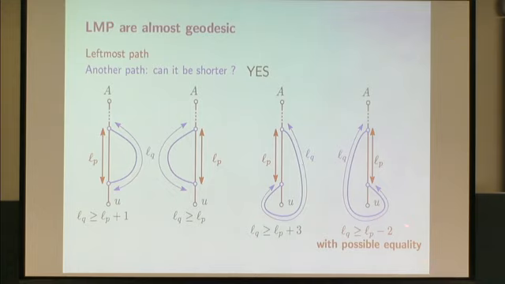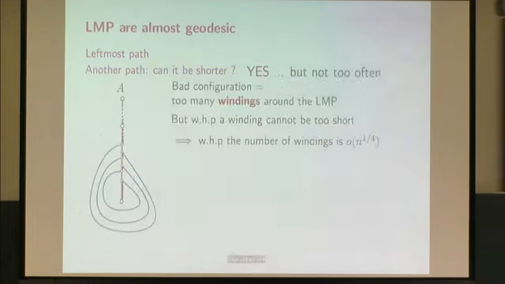Such a wrapping somehow can improve the length by 2. I mean, you can be 2 edges shorter. But the good thing about it is that it cannot happen too often. So don't look at this drawing because I think it's really misleading actually. So I'm going to make another one.